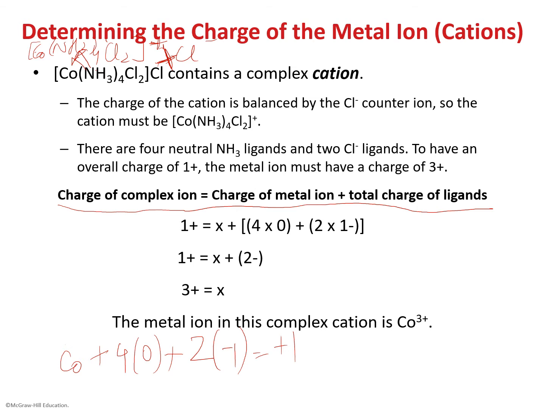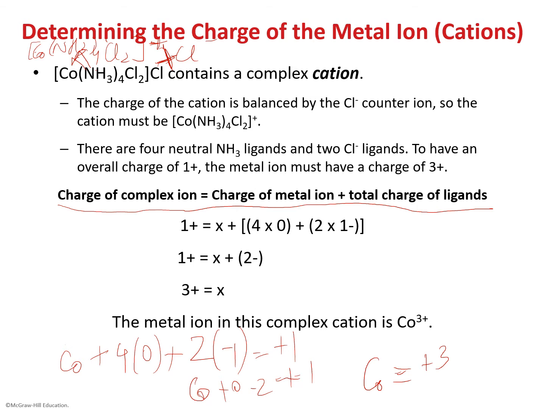So in this case, this is going to be cobalt plus 0 minus 2 equals plus 1. So what is cobalt going to be? We will add 2 on both the sides. That would give us cobalt as plus 3. So in this case, the charge of cobalt is plus 3. And what is the oxidation state of cobalt? Plus 3.